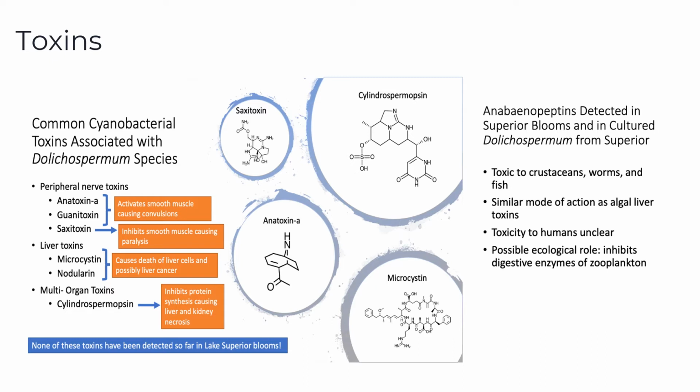However, toxin sampling has been fairly limited to date, and our colleague Todd Miller at UW-Milwaukee has detected another molecule, anabaenopeptins, in Lake Superior bloom samples. And these could act similarly to algal liver toxins and have effects on aquatic organisms.